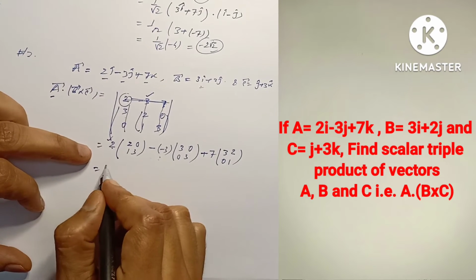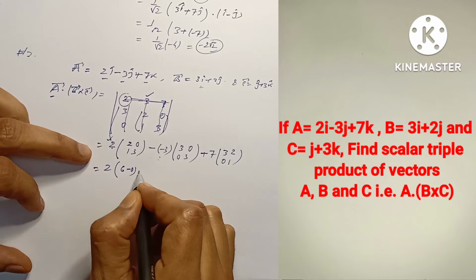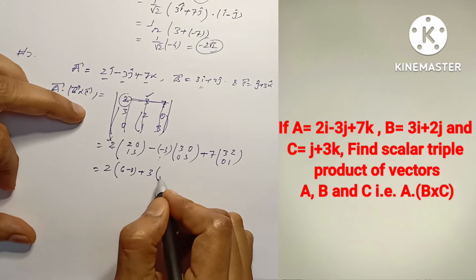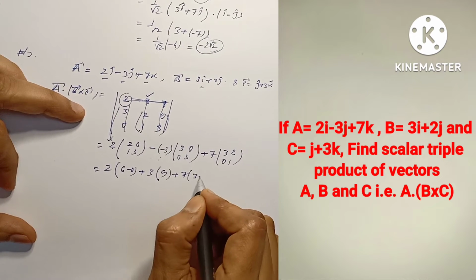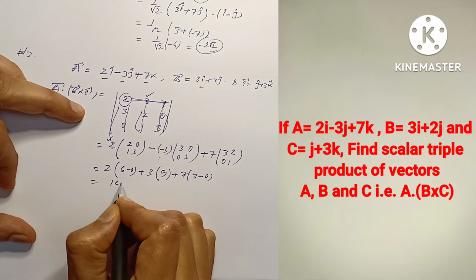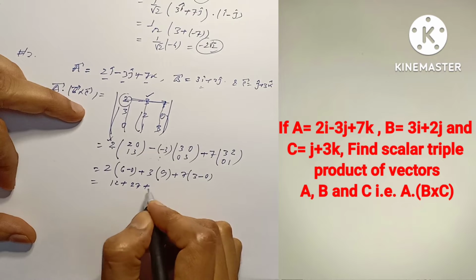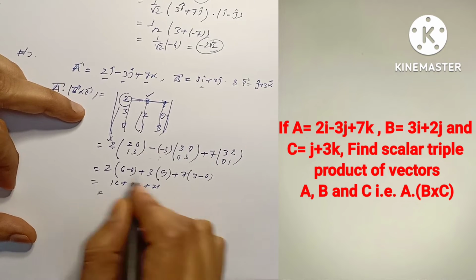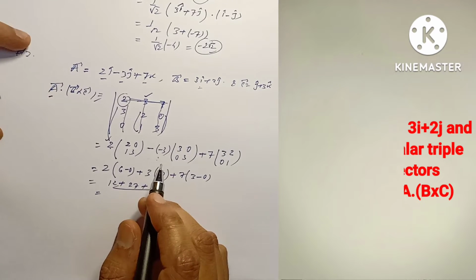So we calculate from this: 3 into 2, 6, minus 0, and 3 into 9, 27, plus 7 into 3 minus 0, 21. We get 12 plus... and the sum of this will give the result. This is also called the scalar triple product.